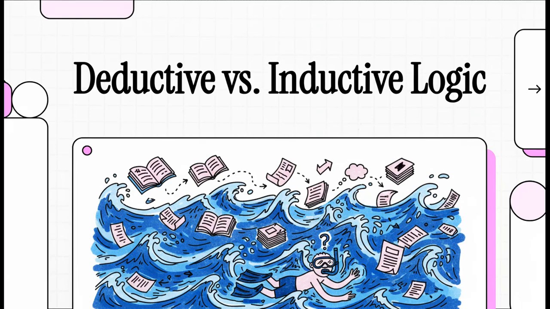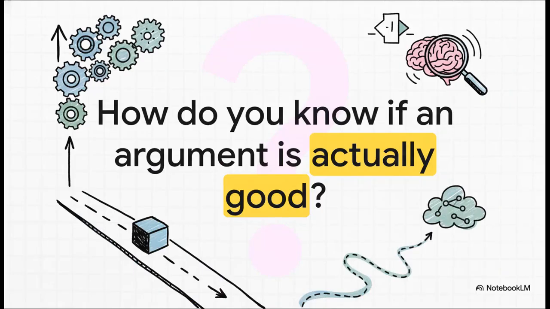Okay, so let's just jump right in. If you're doing any kind of academic work, you know you're basically swimming in a sea of arguments, right? Every single paper, every article, it's all trying to convince you of something. And that presents a pretty big challenge. I mean, how do you actually know if an argument is any good?